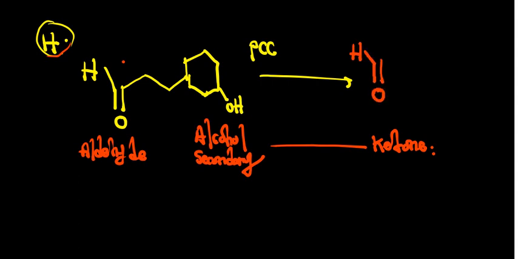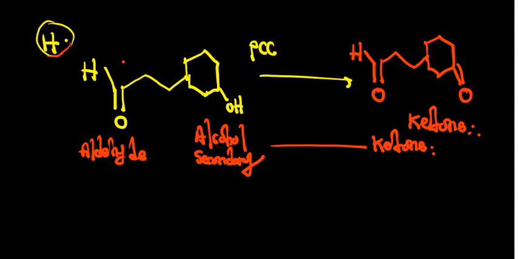One, two, three. The ring is still going to maintain. Then our focus point is the alcohol. The alcohol now is going to turn into what? Into a ketone, because PCC is an oxidizing agent that is able to oxidize the secondary alcohols into a ketone, and the primary alcohols into an aldehyde.